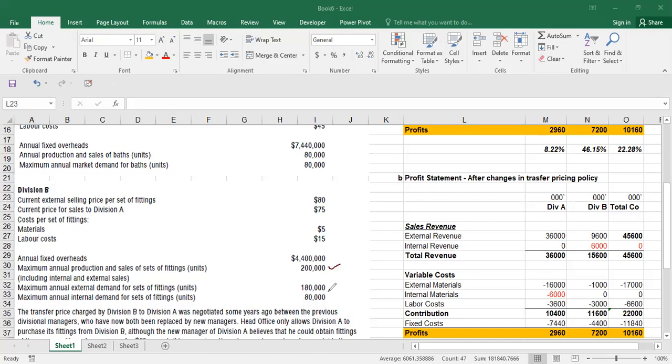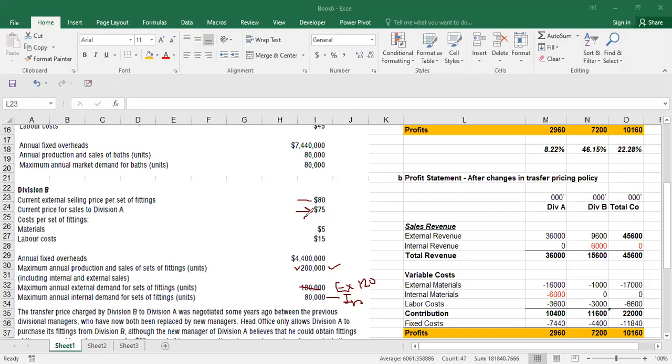And before, the head office said that this division B must sell to division A. And therefore all of this 80,000 we were giving internally. And we were selling externally only 120,000, because we have a total of 200,000. After 80,000 we gave internally, externally we were selling only 120,000. So division B was also suffering here, because division B was selling $5 cheaper. They could sell it outside for 80, but they are selling it for 75. They are selling it internally.